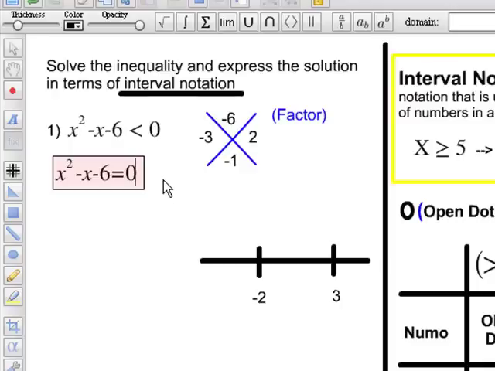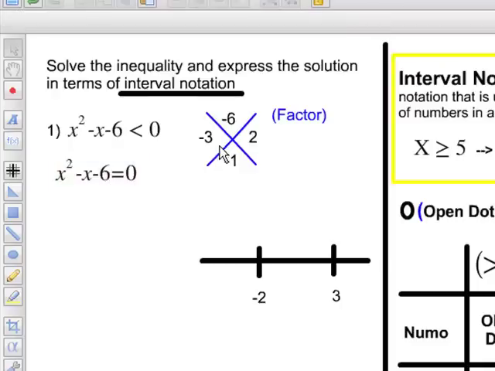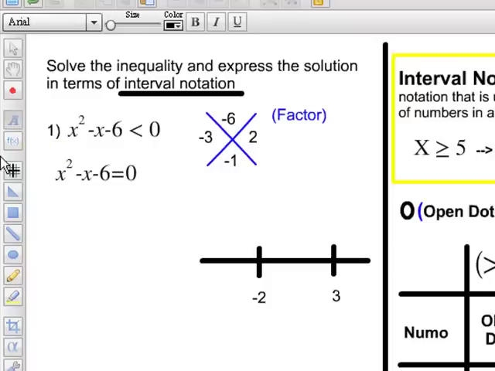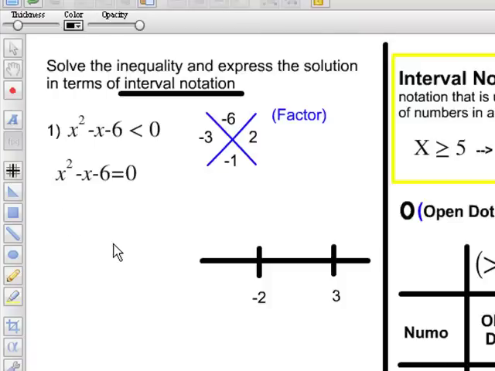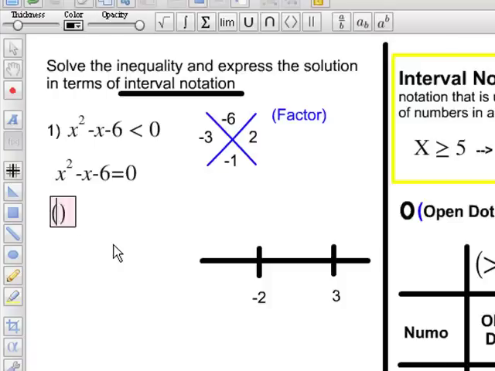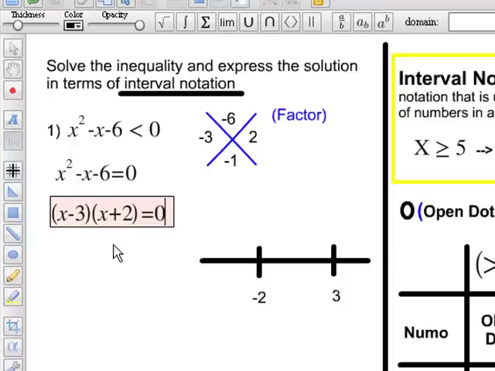Now we need to figure out the factors, which I've already done over here. Negative 6 multiplied by 1, the coefficient of x squared, gives you negative 6, and the multipliers of negative 6 are negative 3 and 2. If I add them together, I should get negative 1, which I do. So my factors will be rewritten as x minus 3, x plus 2 equals 0.